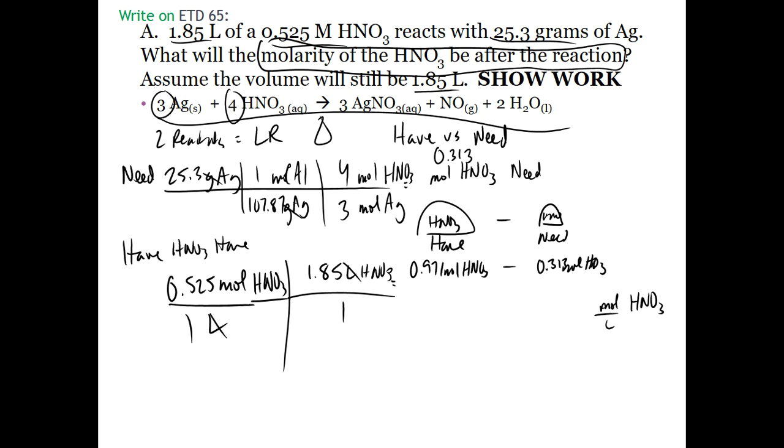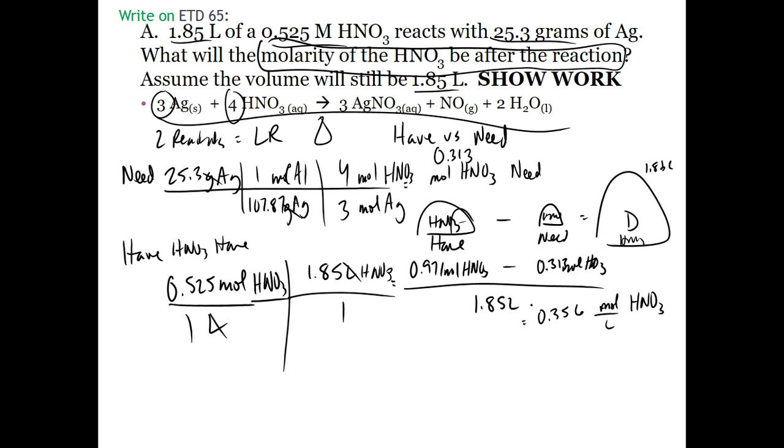Then I take that difference and divide it by how many liters, and it's still 1.85 liters at the end of this. So if I take 0.971 minus 0.313, the little bit that I used, I'm taking that chunk out of it. That's what's left over, but it's still in the 1.85 liters of solution. So in my 1.85 liters I'm going to have a leftover chunk of the nitric, which gives my moles per liter of it. If you divide that out, it's 0.356 moles per liter.